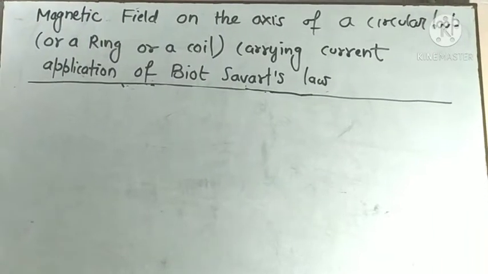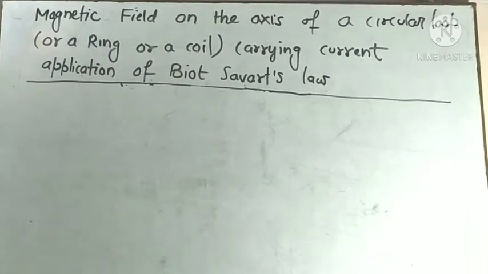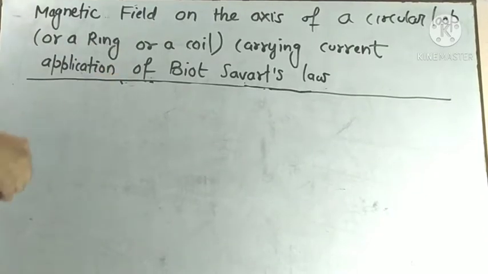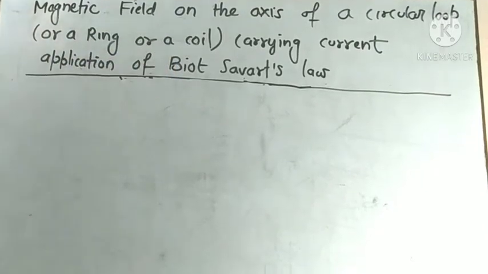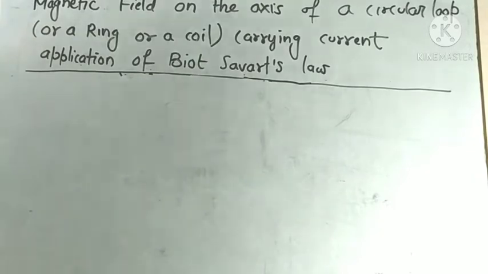Hello students, good morning. So today our topic is the magnetic field on the axis of a circular loop, a circular loop in the form of a ring or coil carrying current. Here we use the application of Biot-Savart's law to solve our problem.